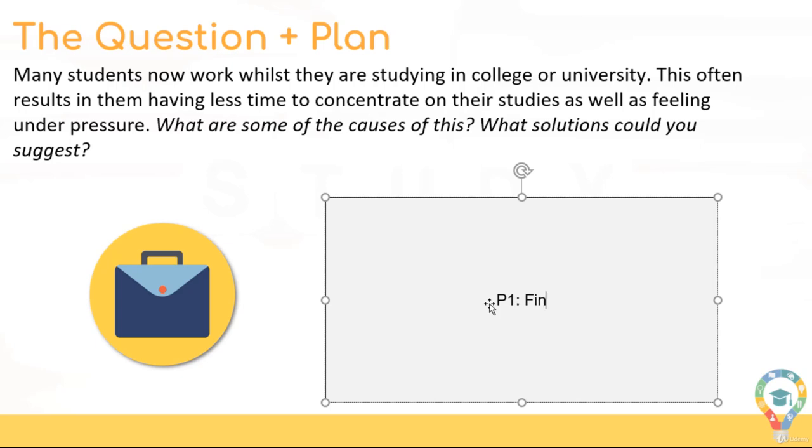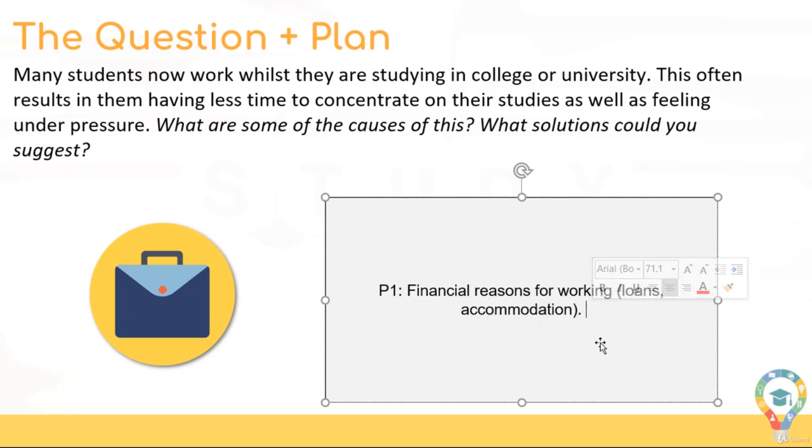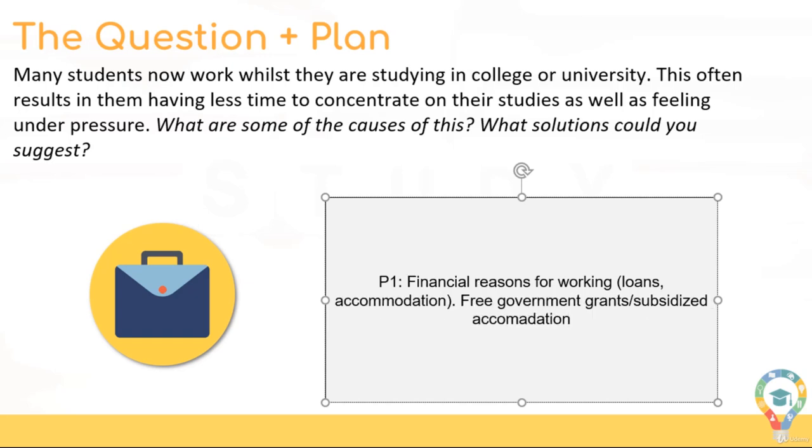So if we say financial reasons for working, so we could say loans, accommodation. And here I need to suggest a solution. So what can I say for the solution? You could say free grants, free government grants. So the government giving students money whilst they are studying. We could also say subsidised accommodation. Okay, it's changed it to the American spelling, but that's okay. Subsidised accommodation. Okay, a free government grant, subsidised accommodation.